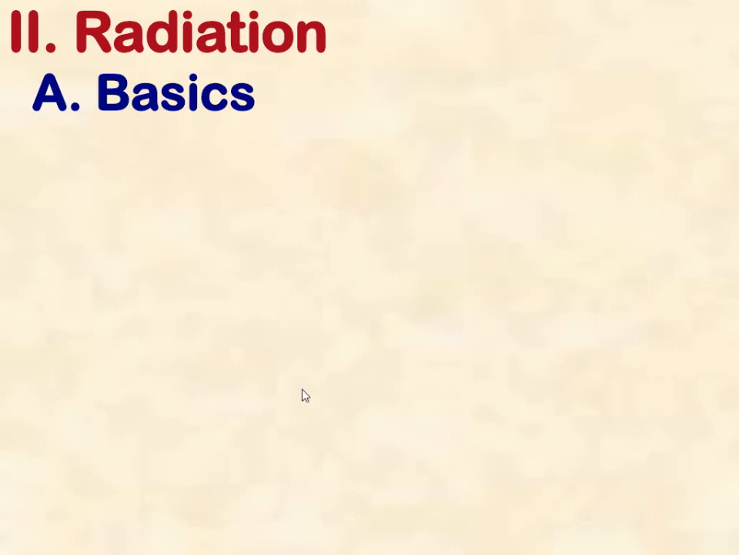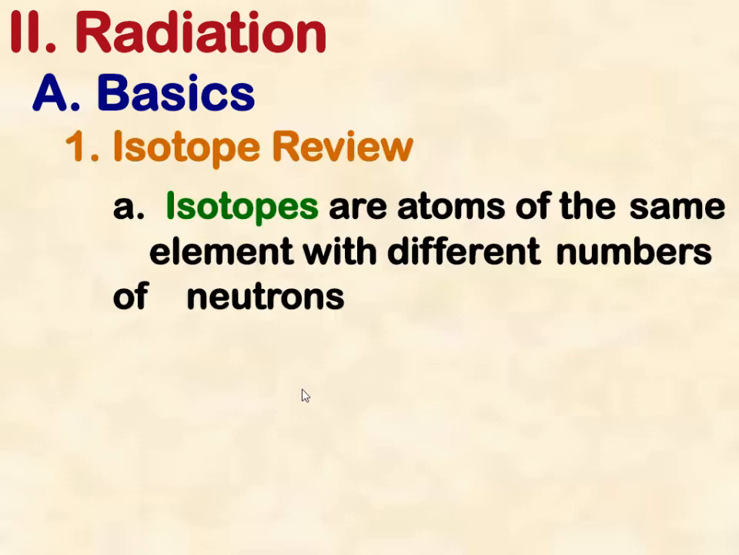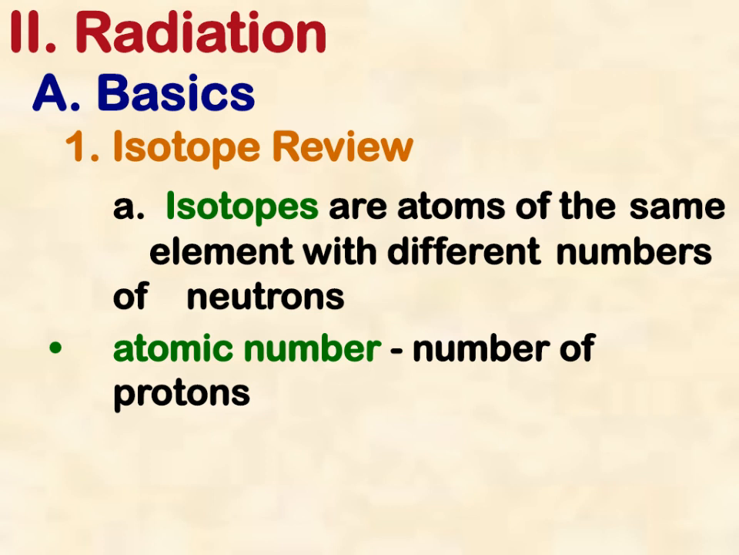Okay, so part two of our notes is going to be radiation. Radiation, not radiation. Woo! Radiation. So, radiation is the byproduct of a nuclear reaction. So, when we talk about this, we talk about isotopes. Isotopes are atoms of the same element with a different number of neutrons. We've talked about isotopes a long time ago back in the first semester.